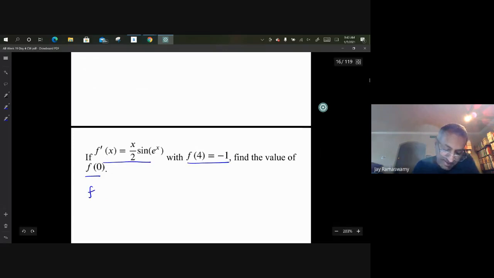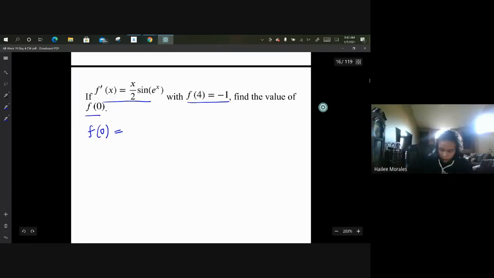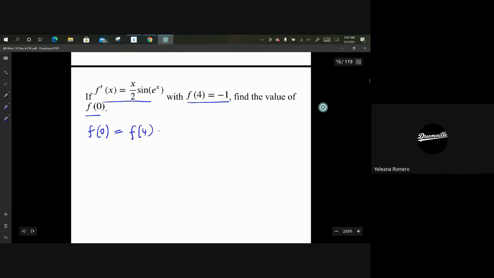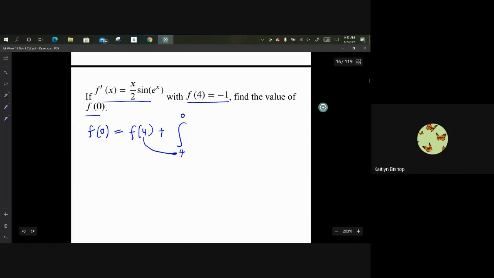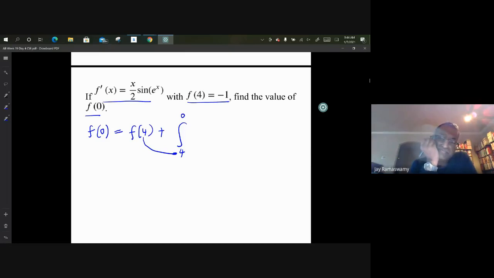So f of 0, whichever value the question is asking us to find, equals f of 4 plus the integral. Pay attention: this is the lower limit, 4. We go from 4 to 0. Is it tempting to write 0 to 4? Yes. But you need to slow down and think through the pattern. And the function we need is on the top: f dash of x dx. Is everybody okay there?